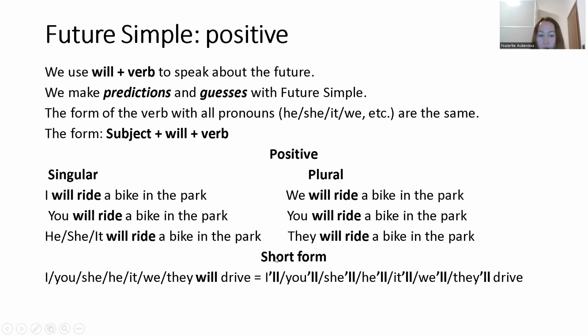Short forms. So when you want to make contraction, I mean, when you want to write in short form, you have to use apostrophe, and then you write double L. Apostrophe we use after pronouns. Okay. So this is the full form and these are the short forms.